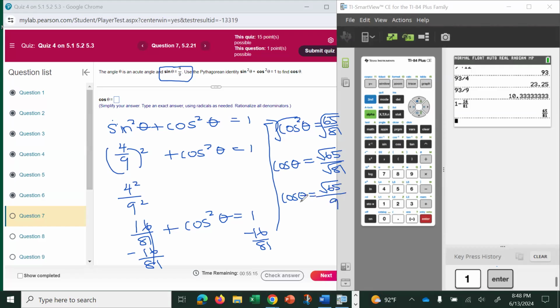Now, I don't think square root of 65 can be simplified because it can't be factored using a perfect square. So let me type that in.